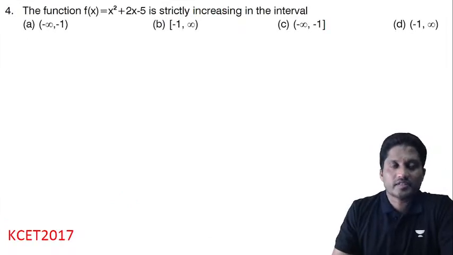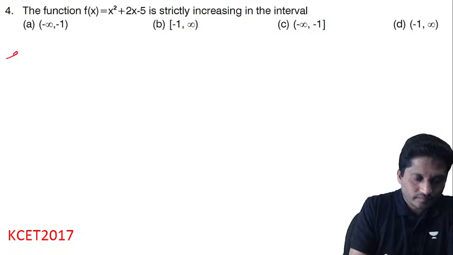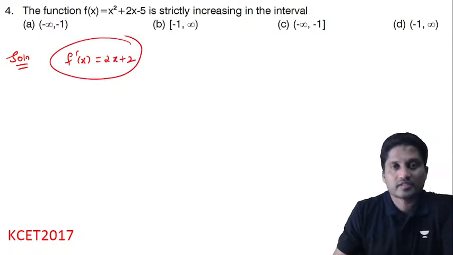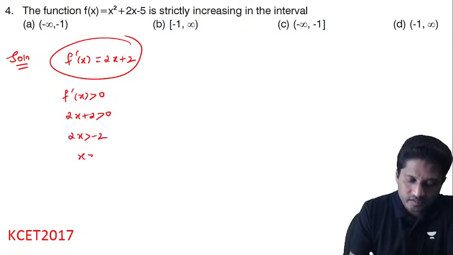The function f of x is equal to x squared plus 2x minus 5 is strictly increasing in what interval? What is f dash of x now? Differentiation of x square is 2x, and differentiation of 2x is 2. This is f dash of x. Strictly increasing means f dash of x is strictly greater than 0. That is, 2x plus 2 is strictly greater than 0, so 2x is more than minus 2, which means x is more than minus 1.